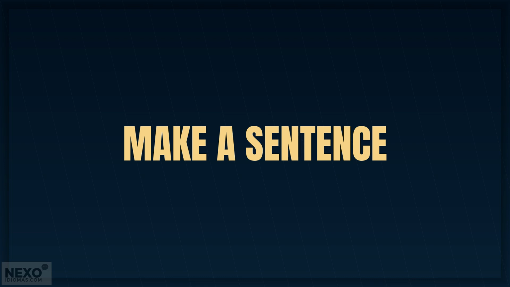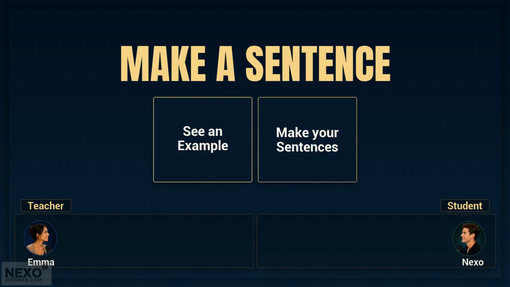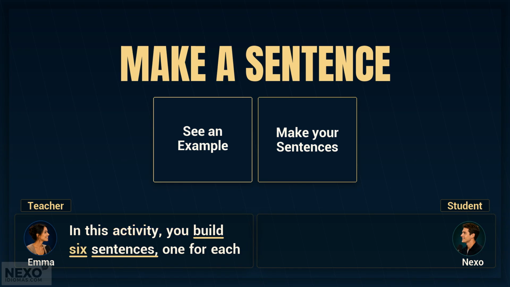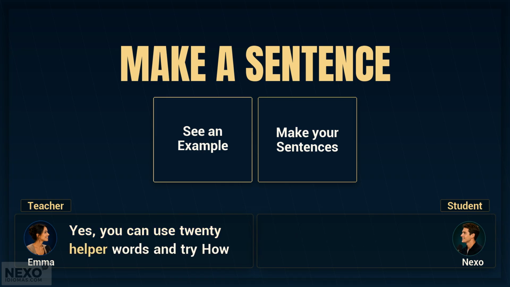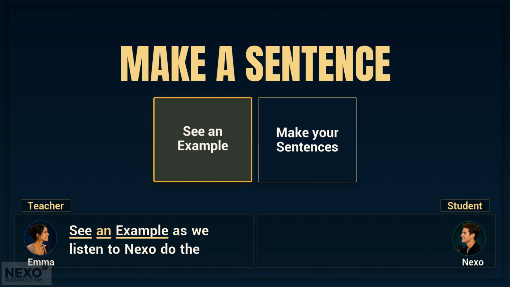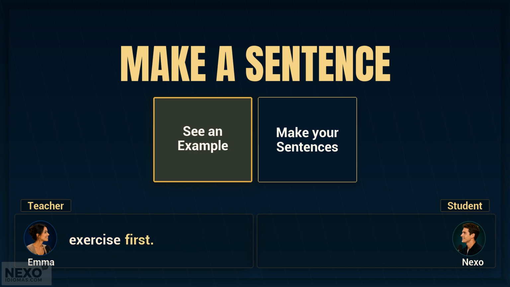Make a sentence. In this activity, you build 6 sentences, one for each main word. Can I use helper words? Yes, you can use 20 helper words and try how much or how many when it makes sense. See an example as we listen to Nexo do the exercise first.